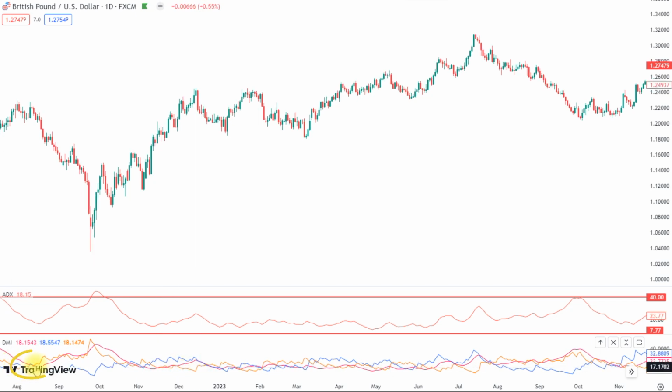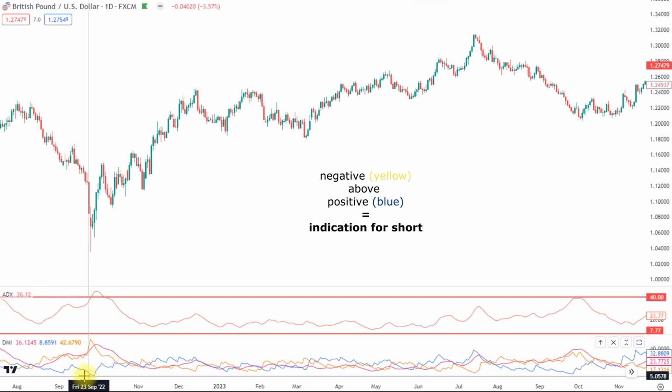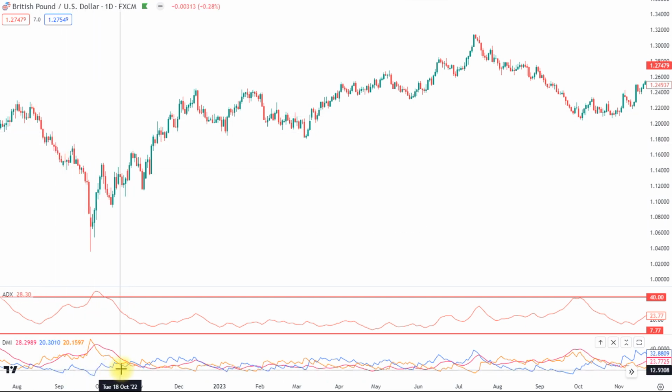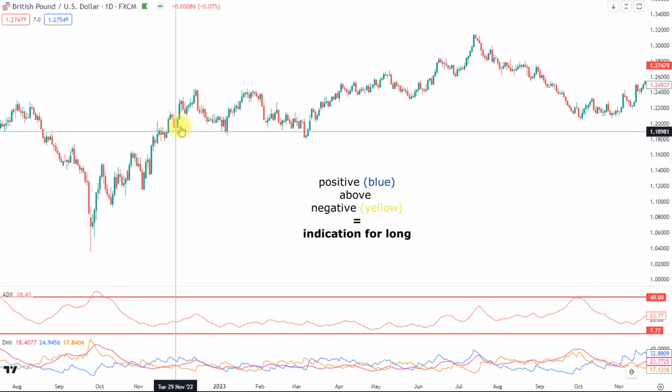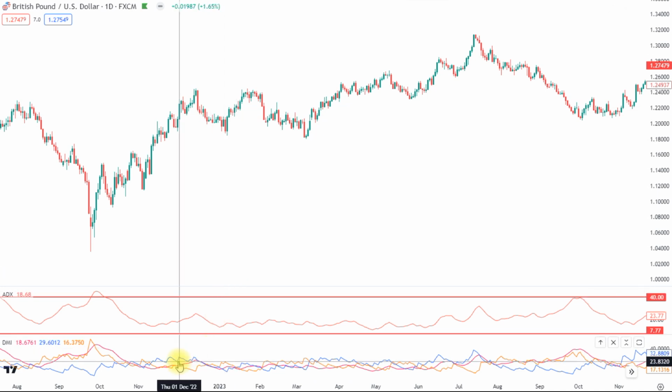So you see right here, there is indecision since they are crossing first in one direction and then in the other. So you see right at that point, there is no clear movement. But then the yellow one crosses the blue one and then they are moving far apart from each other. So the yellow one, the negative one, is higher than the blue one. So this is an indication for a short trend here. And the opposite, if we go a little further here, there's a short indecision in the market, but then the blue line is above the yellow one, really clear, and this is a phase for a long trade. So you see, there is a possibility for you to also tell the trend direction.